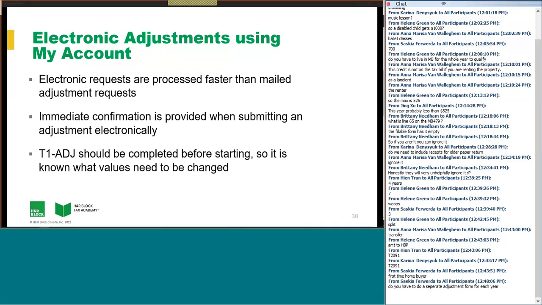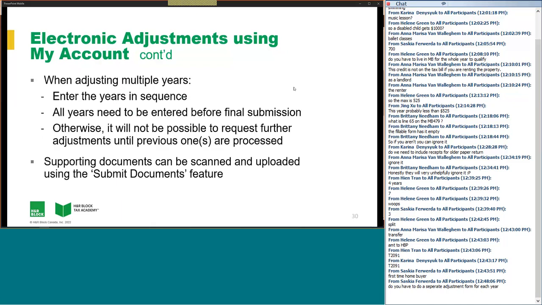Okay. Almost done for this section. If you're adjusting multiple years, you have to do all the years at once. As soon as you file an adjustment request, that taxpayer cannot file a new adjustment request until the old one is processed. So if you want to change 3 years, change all 3 years in one submission.